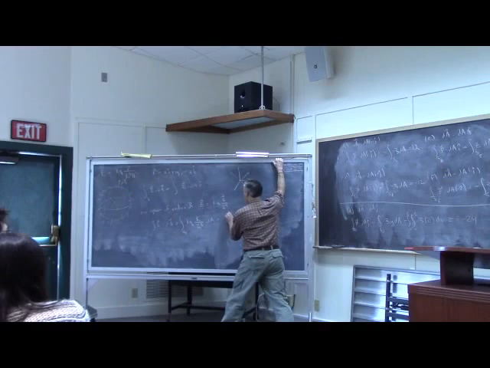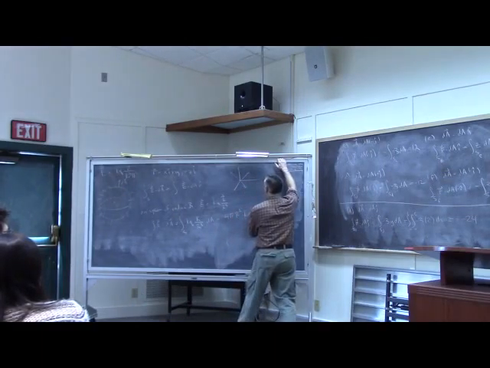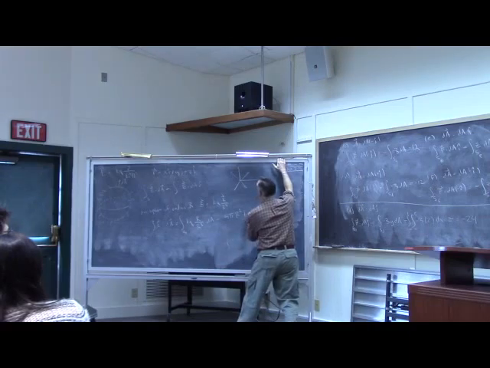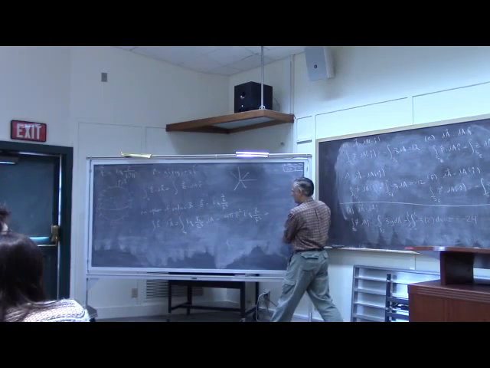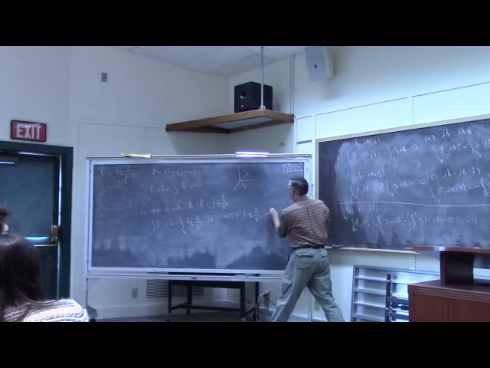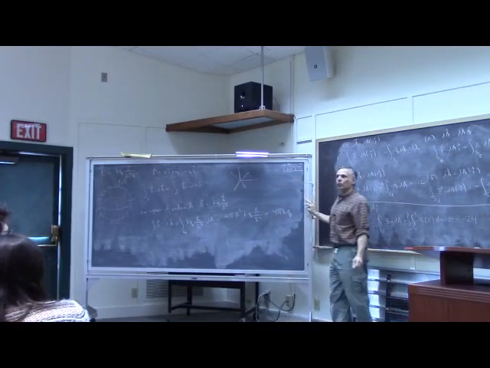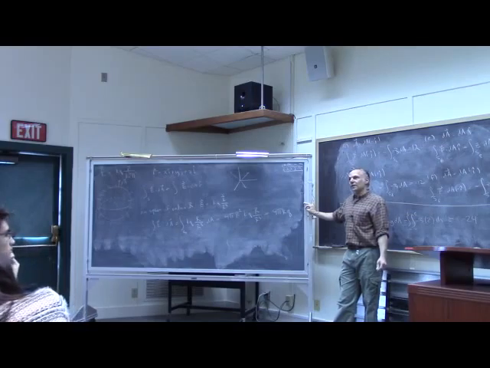So this is going to be 4 pi r squared times kq r over r cubed. And the r's all go away, and we get 4 pi kq. No more r.